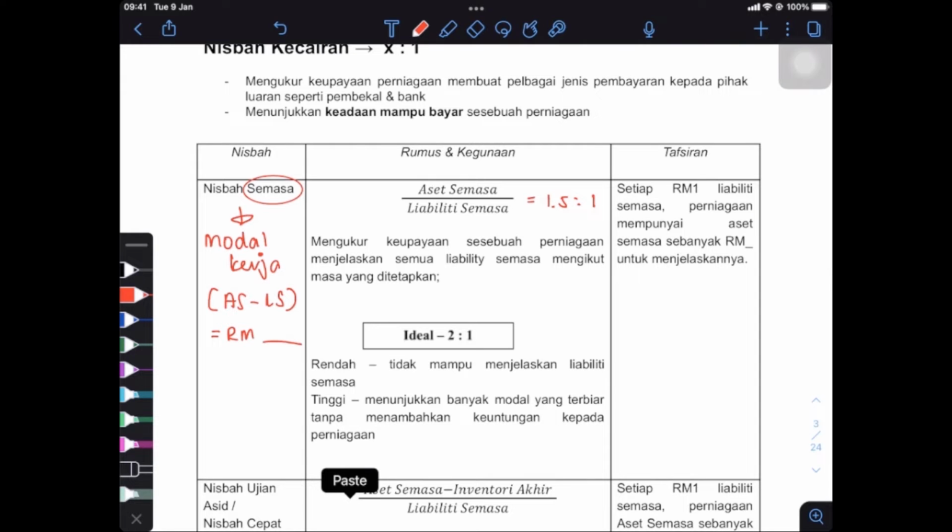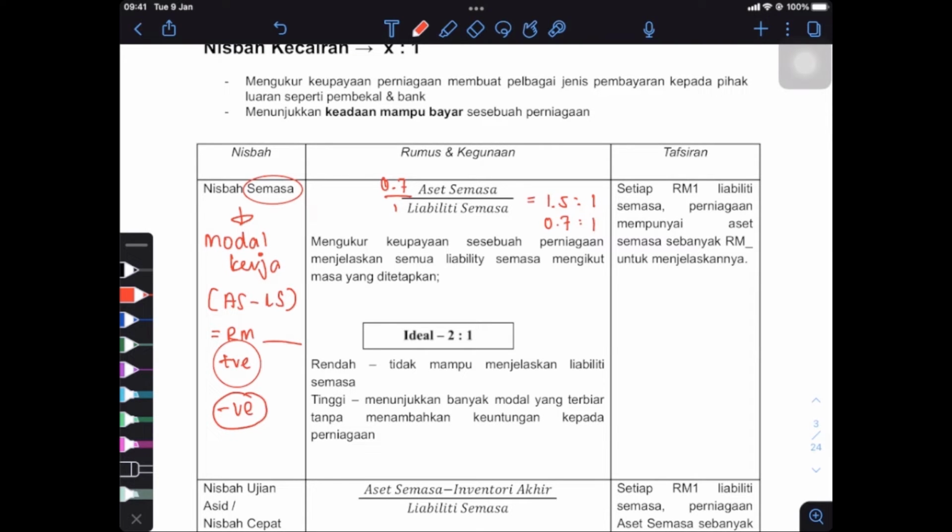Consistent in the sense that if my nisbah semasa is 1.5 to 1, then for modal kerja, you will definitely get a positive figure. Meaning that your asset semasa is more than your liability semasa, you will have enough money to pay back your liability semasa. If terbalik, let's say this is 0.7 to 1. So 0.7 to 1 means that asset semasa is 0.7, liability semasa is 1, which also means that your liability is more than your asset. We don't have enough asset to pay back. In this case, your modal kerja should have a negative figure.